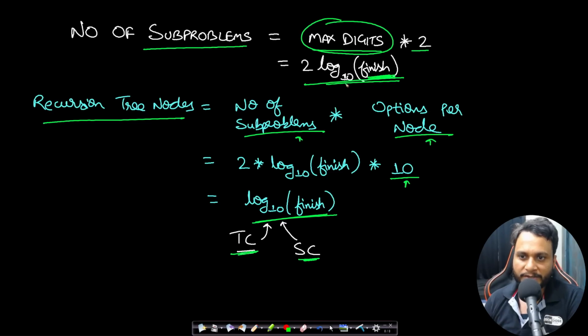Let me know in the comment section if you have followed the digit dynamic programming or the maths combinatorics method to solve this problem. Let's now look at the code.